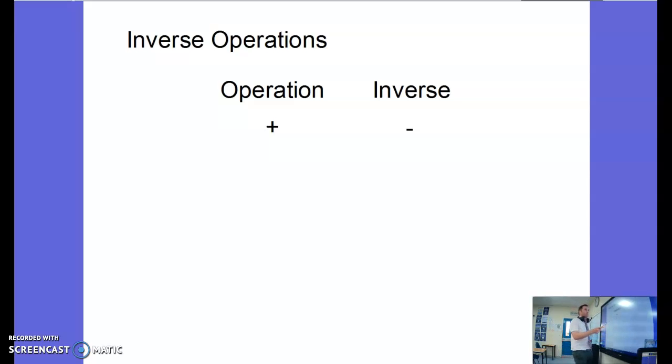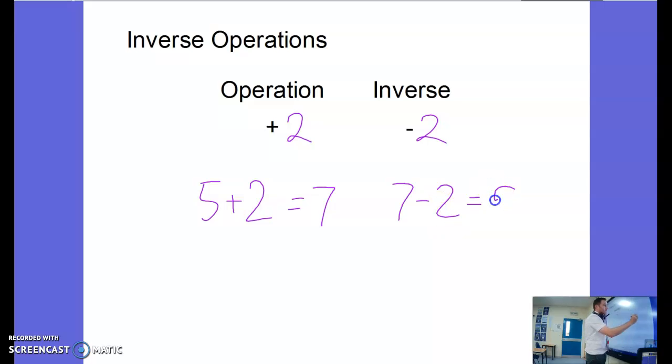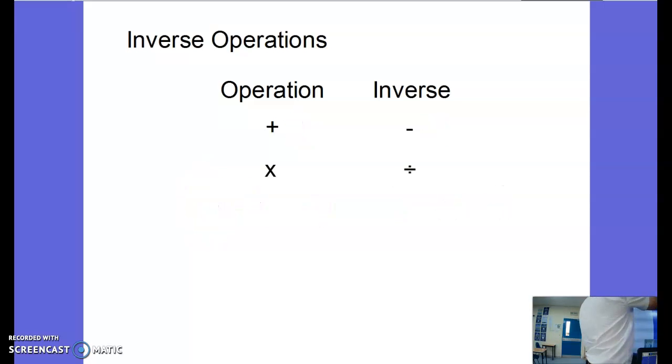So for example, if I take a number and I add 2, then the inverse is to subtract 2. Doesn't matter what that number is. If I put a 5 in here, 5 plus 2 is 7. The inverse of that, if I take 7 and I minus 2, I get back to where I started. So it's a way of getting back to where you started. It's the inverse, the opposite, to undo an operation.